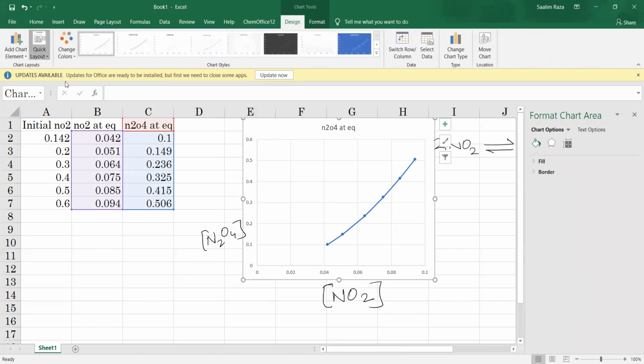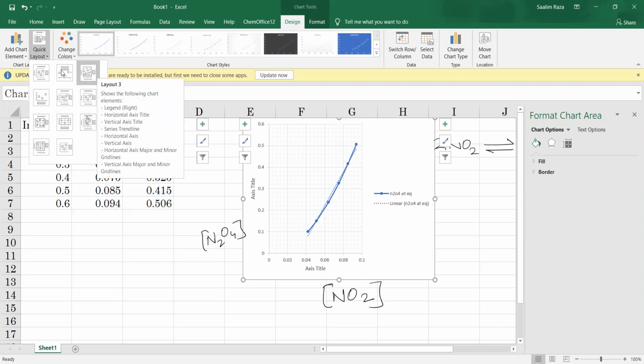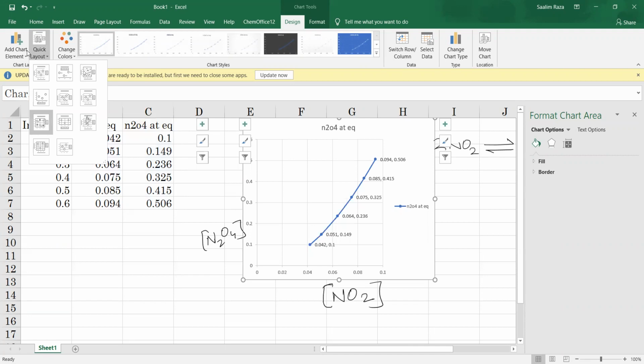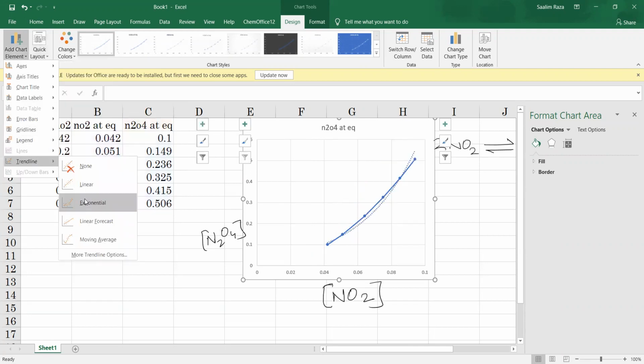Okay, the chart option is there, quick layout. No, I don't need a regression line. Again, a regression, no, I don't need that. Okay, so can you see that it is somewhat exponential? Yes or no? Yeah, somewhat. It is somewhat exponential, right?